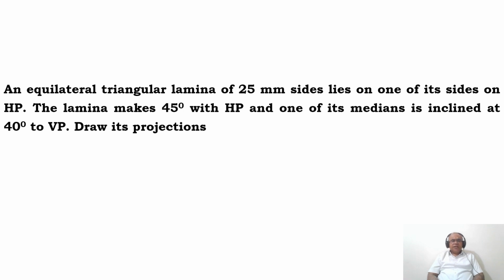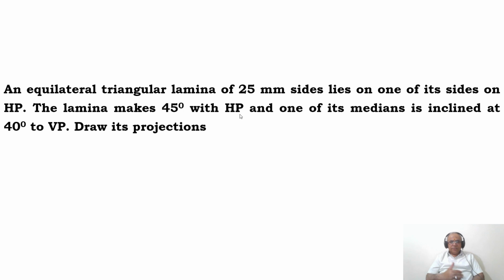An equilateral triangular lamina of 25 mm sides lies on one of its sides on HP. The lamina makes 45 degrees with HP and one of its medians is inclined at 40 degrees to VP. Draw its projections. As the lamina is resting on one of its sides on HP, and also the surface of the lamina is inclined at 45 degrees to HP.